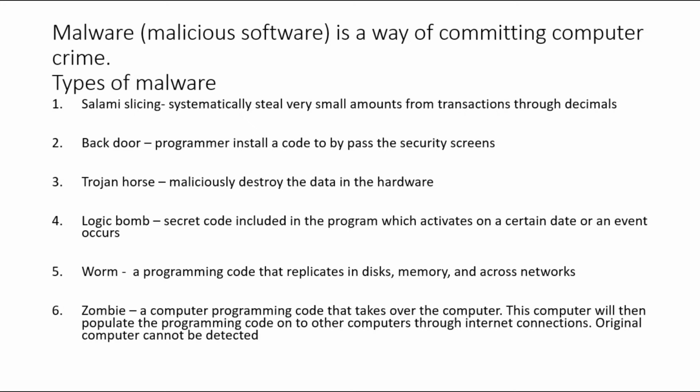Third is the Trojan horse, which is used to maliciously destroy the data in the hardware. The logic bomb is the fourth, a secret code that's included in the program and activates on a certain date or when an event occurs. Fifth is the worm. It's programming code that replicates in disk, memory, and across networks. Sixth is the zombie. It's computer programming code that takes over the computer.